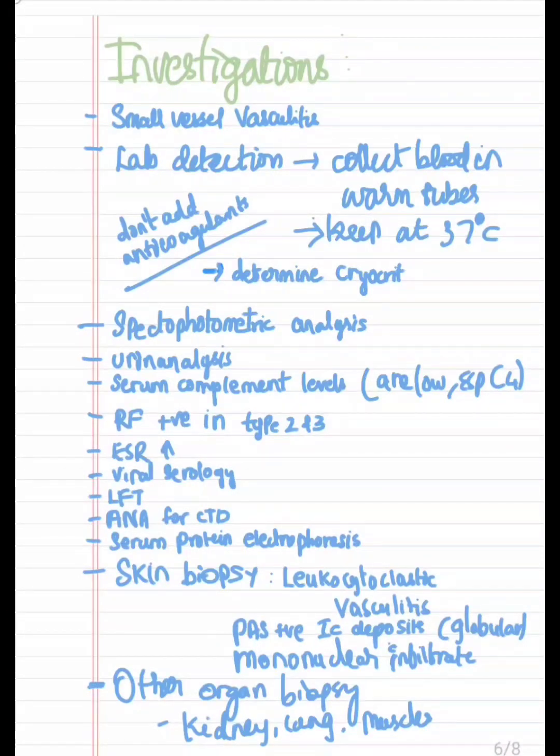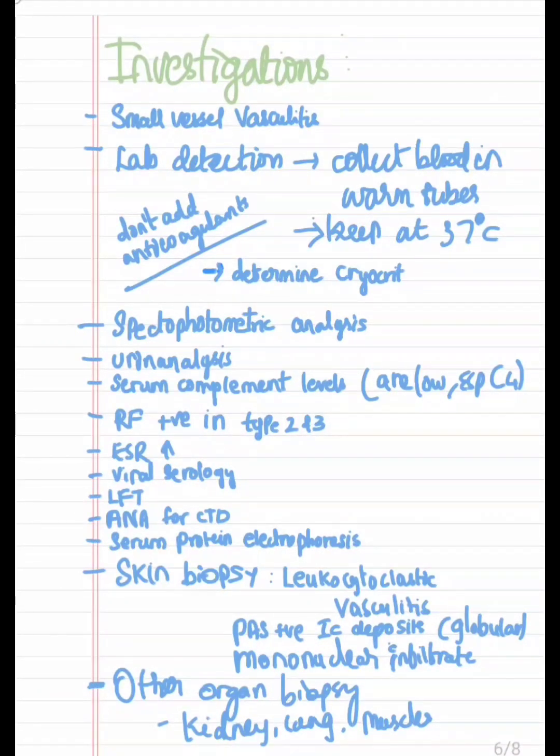And for different types of cryoglobulinemias, the cryocrit value starts from 0.5, and then there's a range. Then there's also spectrophotometric analysis of the cryoglobulins. You can do urine analysis, and then serum complement level detection, where you usually see hypocomplementemia, and especially the C4 levels are low. Then RF positivity is seen in type 2 and type 3, because we've got different types of clonal antibodies forming against different types of clonal antibodies, and of course the erythrocyte sedimentation rate is raised. Then you can also do viral serology to detect HBV and HCV infections, LFT, anti-nuclear antibodies for connective tissue diseases. Then you can also do serum protein electrophoresis.